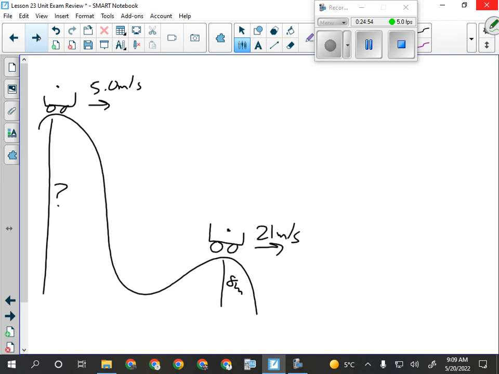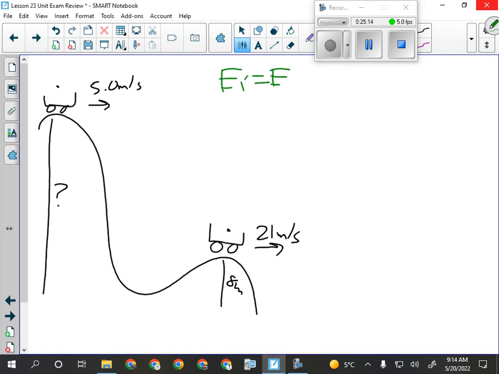What kind of question would this be? Conservation of energy. Roller coasters are always conservation of energy questions. Okay? Go, give that one a try. This one. So it's a law of conservation of energy question.